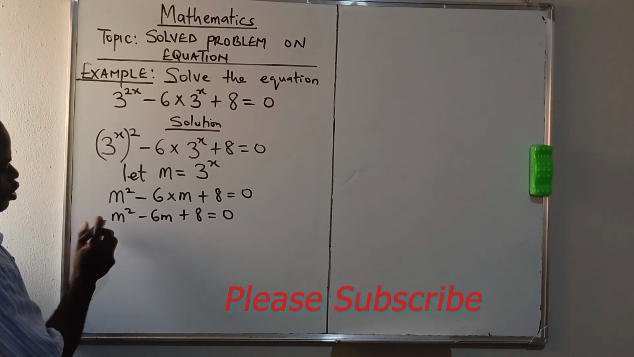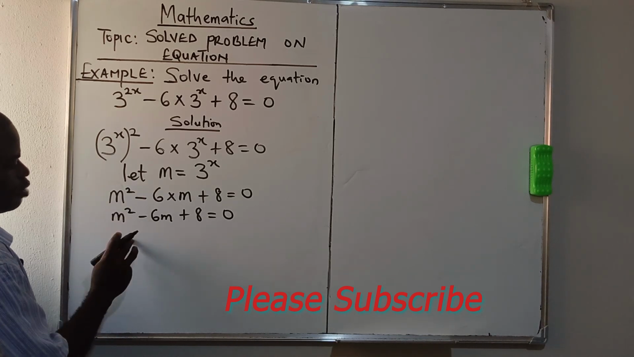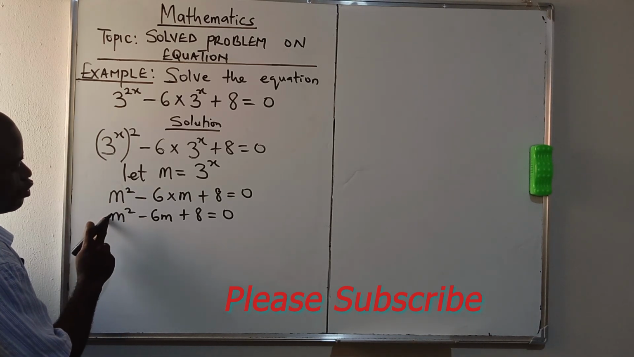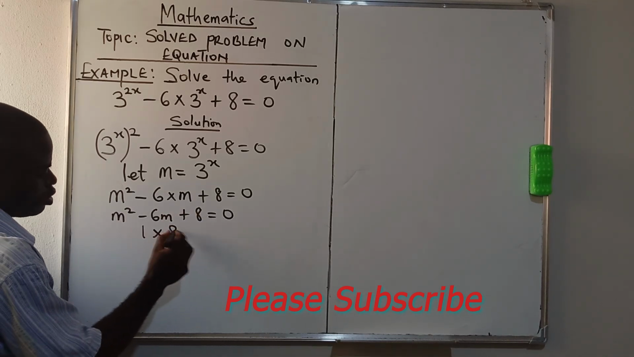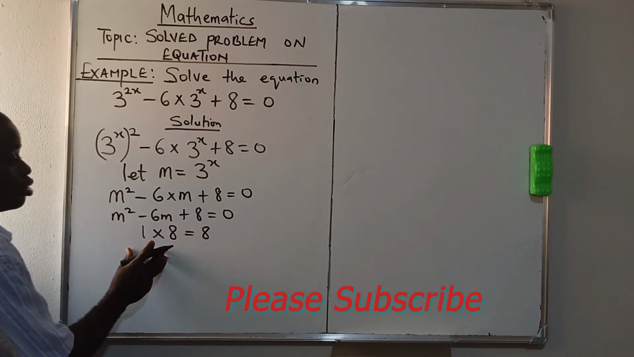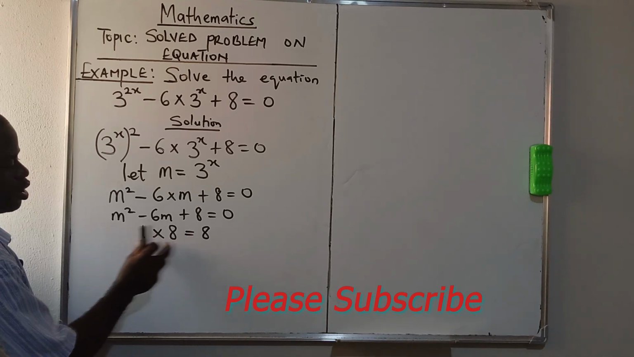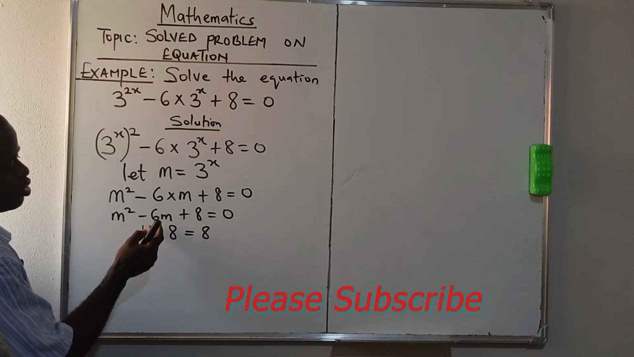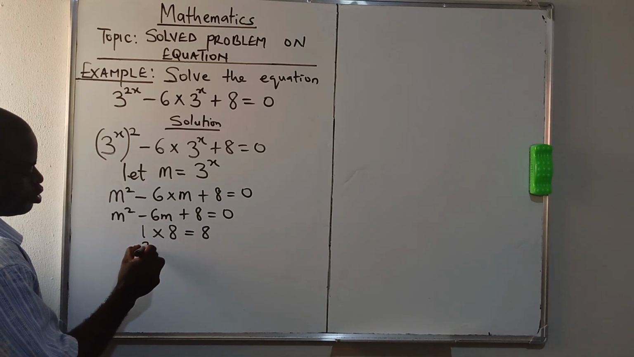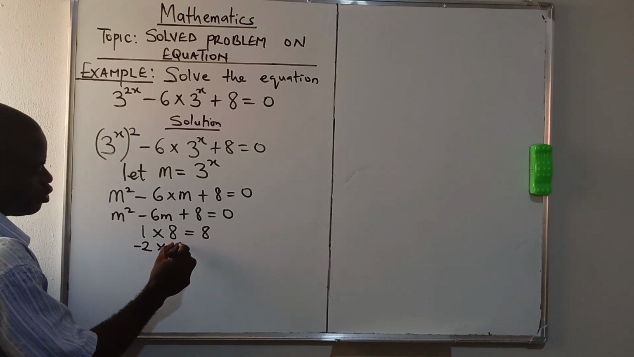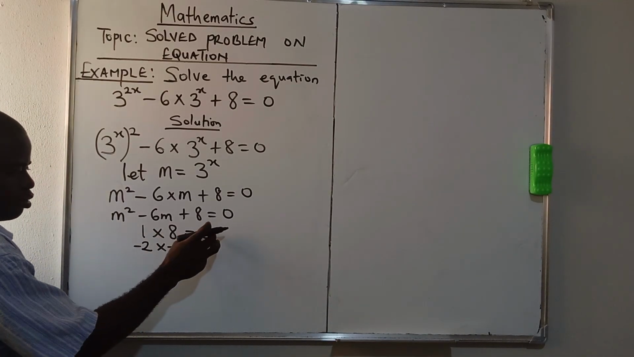Now you have a coefficient of m squared to be 1. You multiply the coefficient of m squared with the constant 8. 1 times 8 equals 8. You now think of two numbers: when you multiply together, it will give you 8, and when you add together, it will give you minus 6. And the numbers are minus 2 and minus 4. Minus 2 times minus 4 will give you 8. That's what you are looking for.